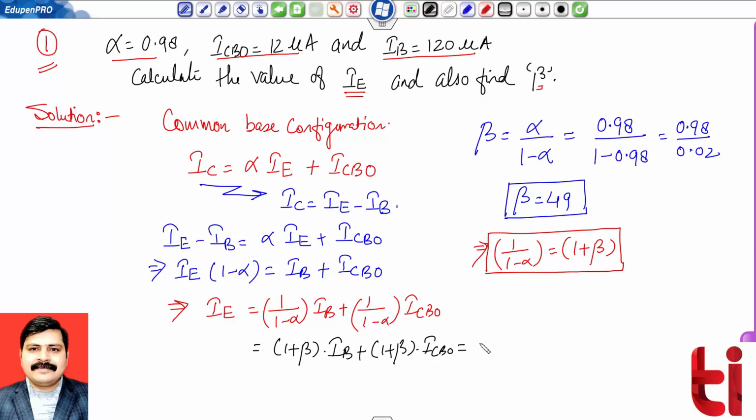Now I am putting the value. So it is 51 multiplied by IB, which is given as 120 microamperes, so 120 into 10 raised to power minus 6, plus the value of ICB naught, which is given as 12 microamperes. So it is 51 into 12 into 10 raised to power minus 6. So ultimately my answer is emitter current IE equals 6.6 milliampere.